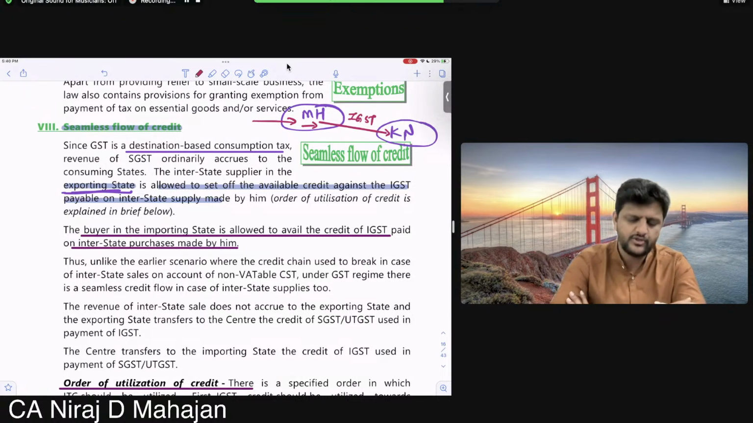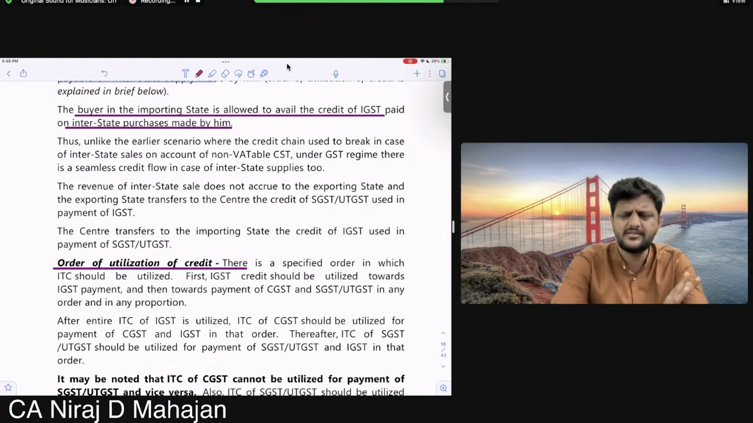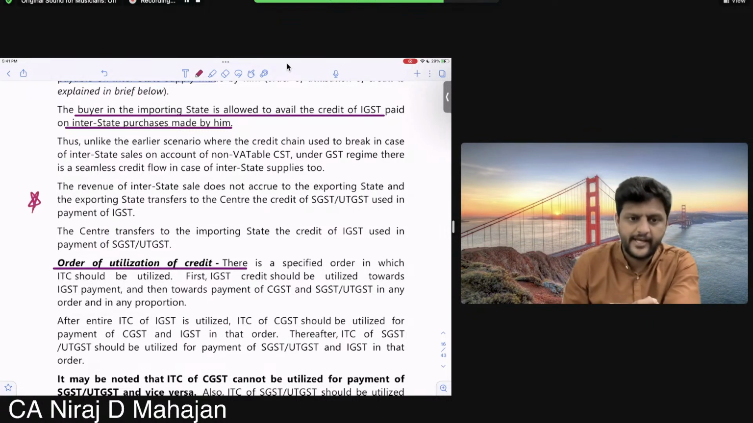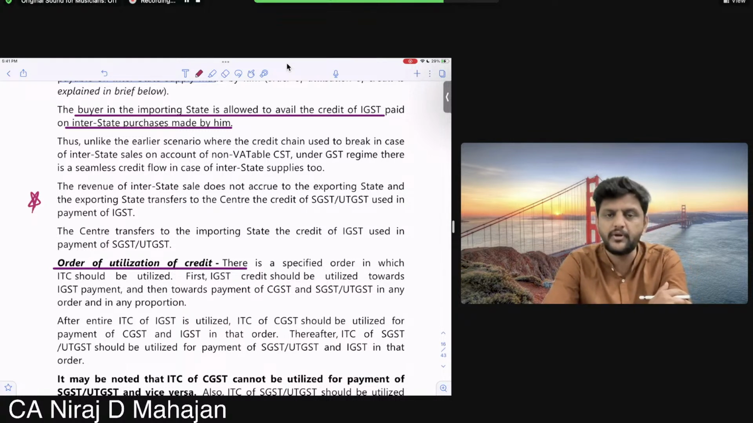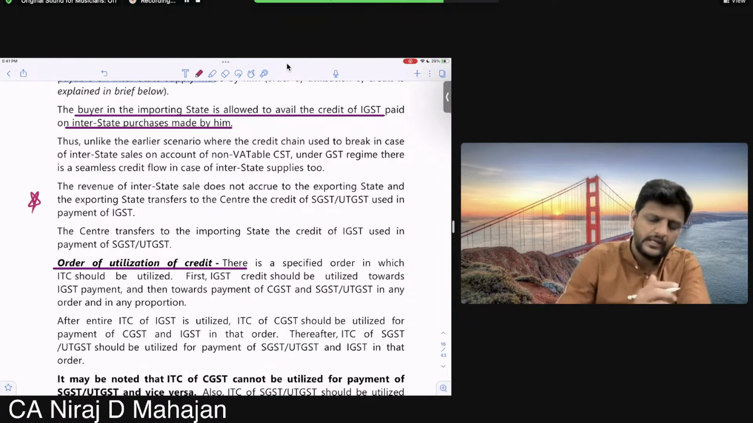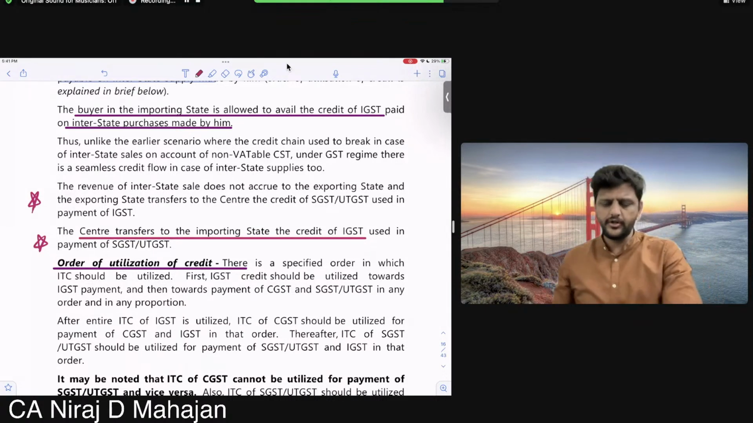So the credit chain used to break in case of interstate sales because of non-vatable CST. Under the GST regime, there is a seamless, means without any issue, credit flow in case of interstate supplies. The revenue of interstate sale does not accrue to the exporting state. Understood? And the exporting state transfers to the center the credit of CGST, SGST, UTGST used in the payment of IGST. Basically, the exporting state does not take the benefit. The center transfers to the importing state the credit of IGST used in the payment of SGST or UTGST.